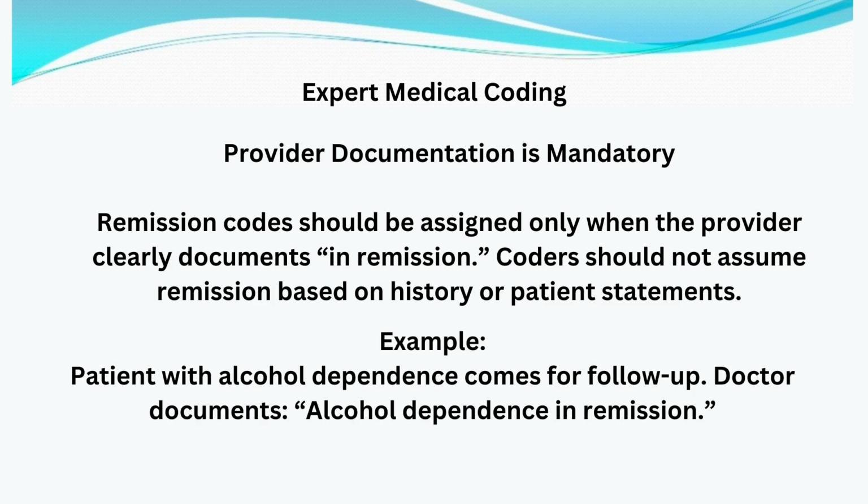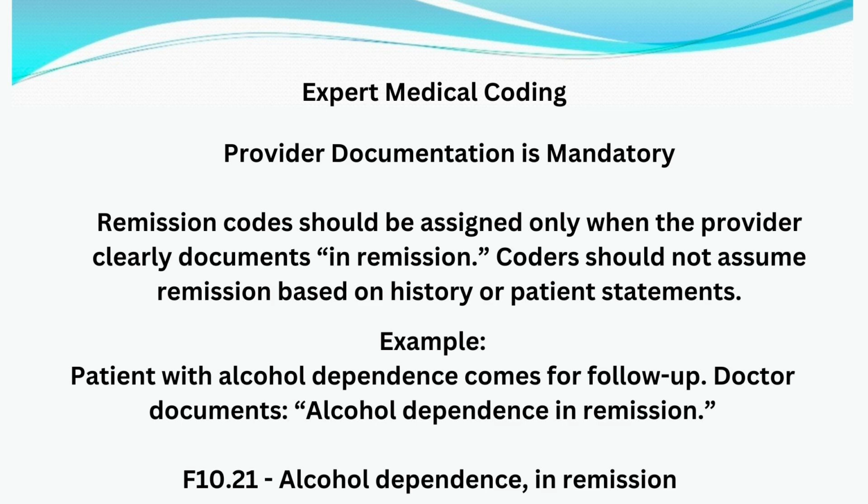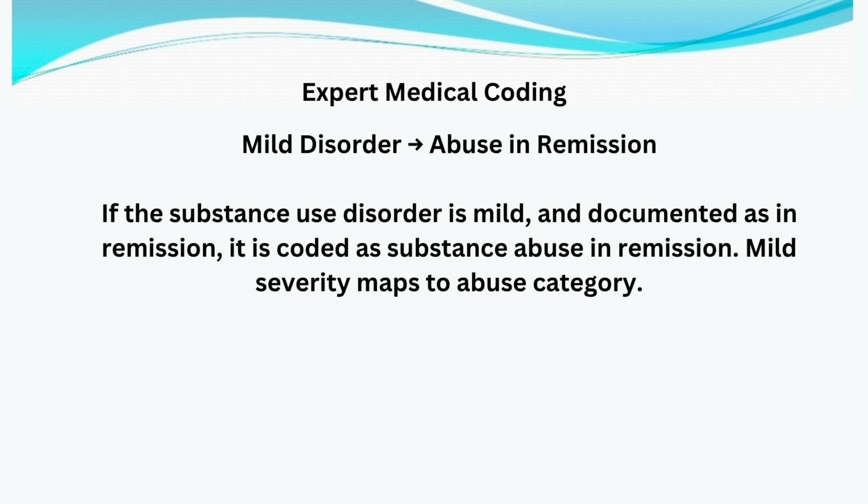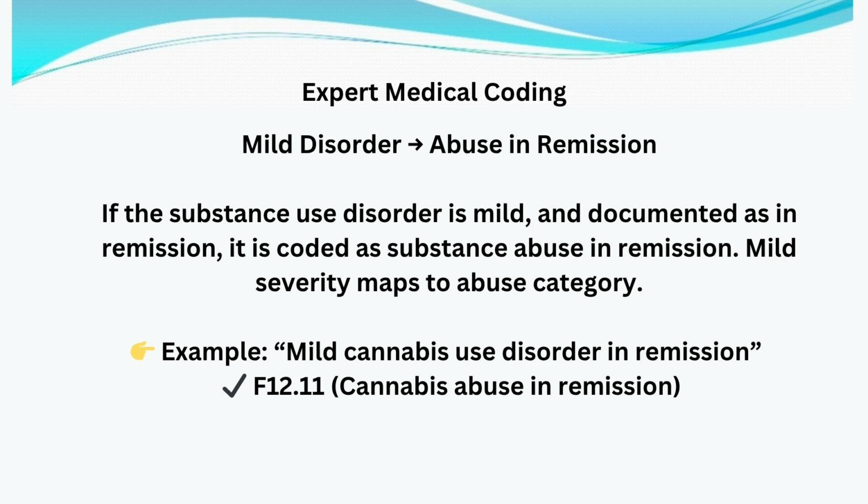For example, a patient with alcohol dependence comes for follow-up. Doctor documents alcohol dependence in remission. So we have to assign code F10.21, alcohol dependence in remission. If the substance use disorder is mild and documented as in remission, it is coded as substance abuse in remission. Mild severity maps to abuse category. For example, mild cannabis use disorder in remission. For this, we need to assign code F12.11, cannabis abuse in remission.